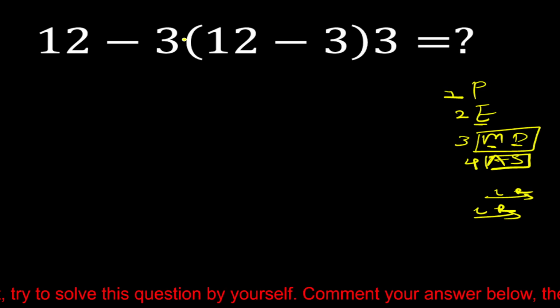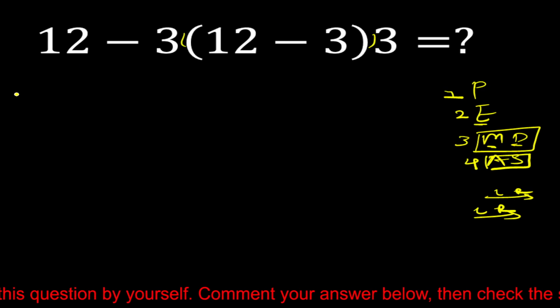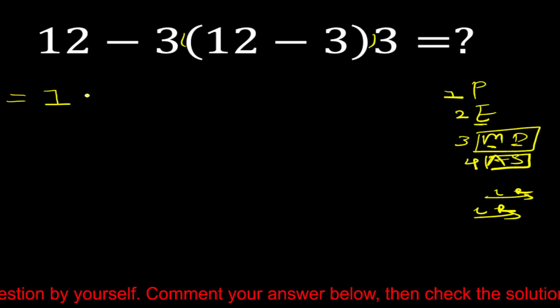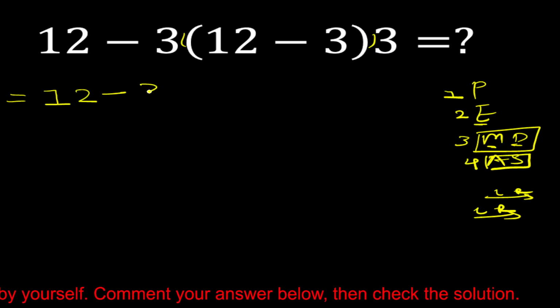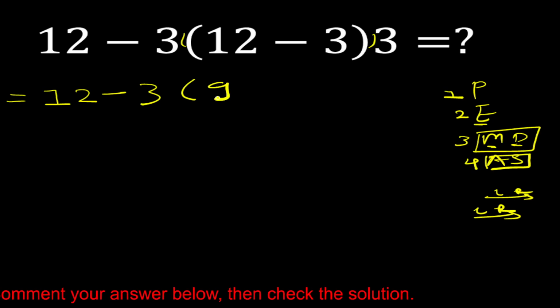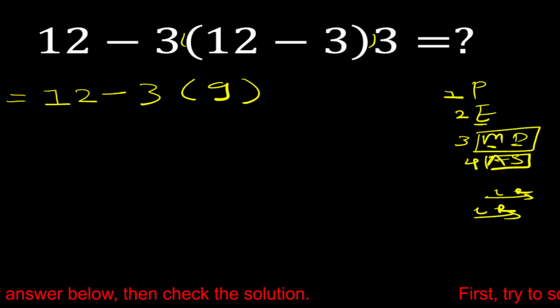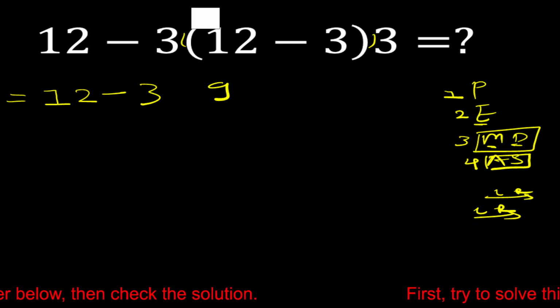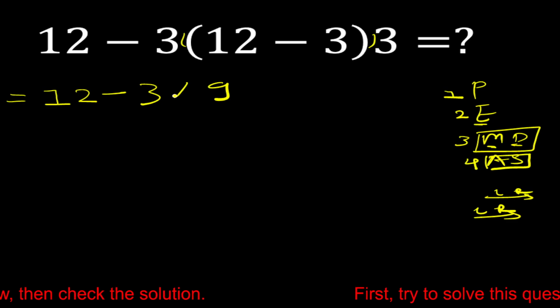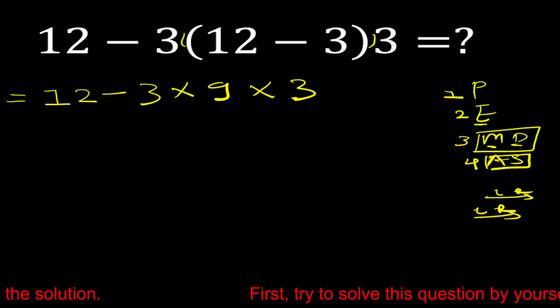Okay. So in this question, first priority is parenthesis. So first we have to solve this parenthesis. Is equal to 12 minus 3. Now solve this parenthesis. 12 minus 3 is equal to 9. Okay. Remove this parenthesis and it is a multiplication. 9 then multiply 3. Okay.